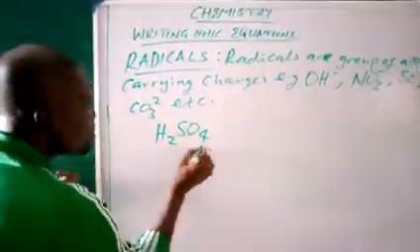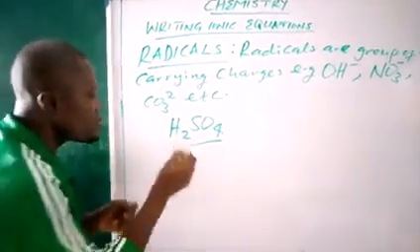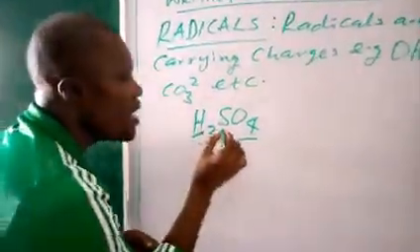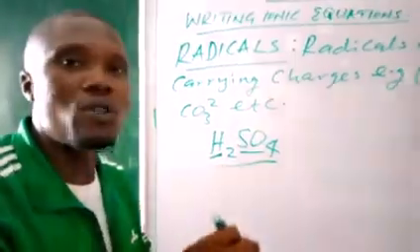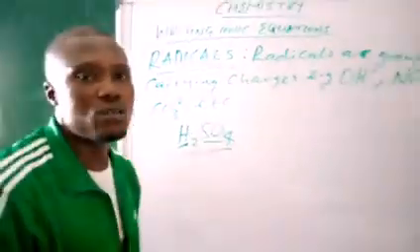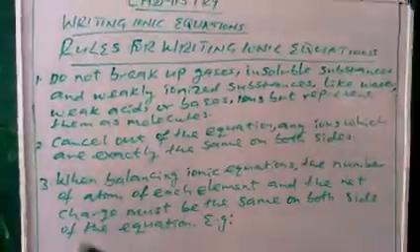H2SO4. This is tetraoxosulfate(VI) acid, formed from the combination of hydrogen and SO4 2-. So we are now going to take an example on how to write ionic equations. Talking about writing an ionic equation.